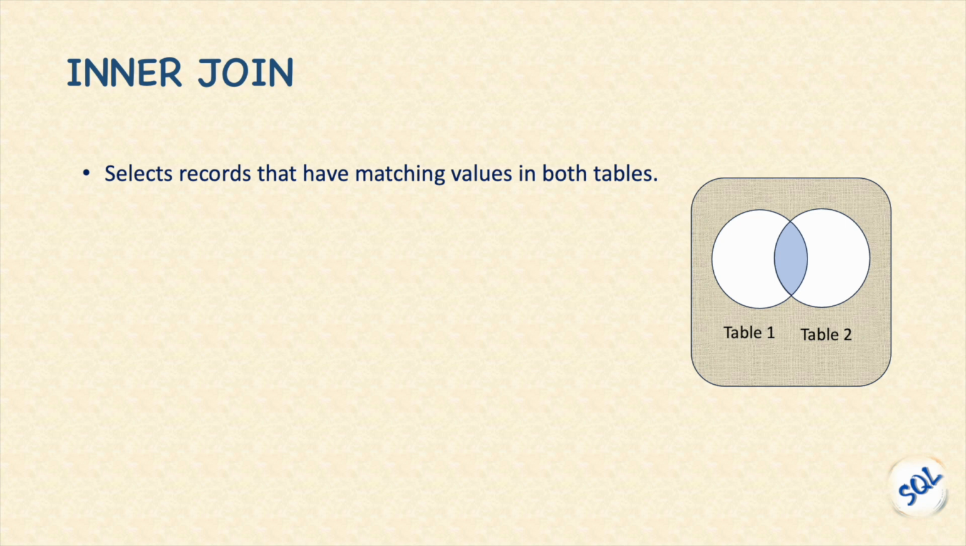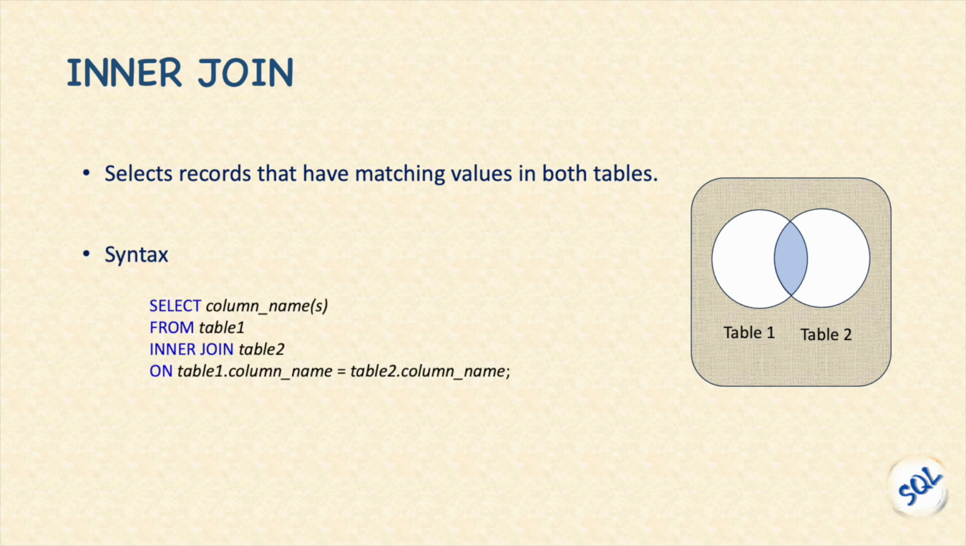The inner join syntax combines rows from two or more tables based on a matching condition. The keyword select specifies the columns to retrieve from tables. The keyword from is followed by our first table and then the keyword inner join, which specifies the second table to join with the first table. And finally, the on keyword specifies the join condition that determines how the rows from the two tables are matched.